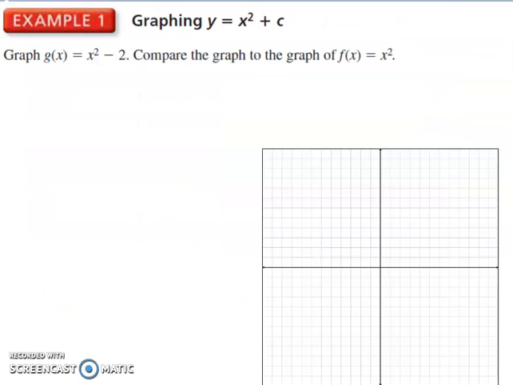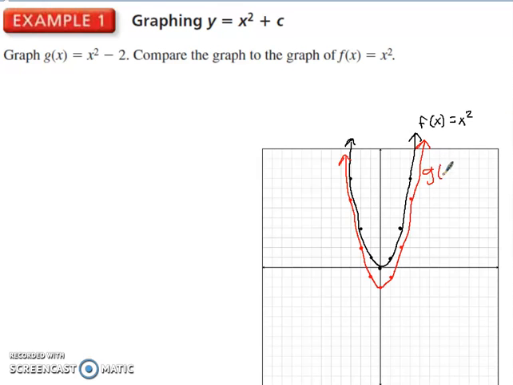Okay, so we've got a very similar question here. We are going to graph g of x and compare it to the graph of f of x. I'd like for you to go ahead and pause the video and try completing this one on your own. So first I have graphed my f of x function, that's f of x equals x squared, and now I'll graph my g of x function. So the g of x function is in red, and that's x squared minus 2.